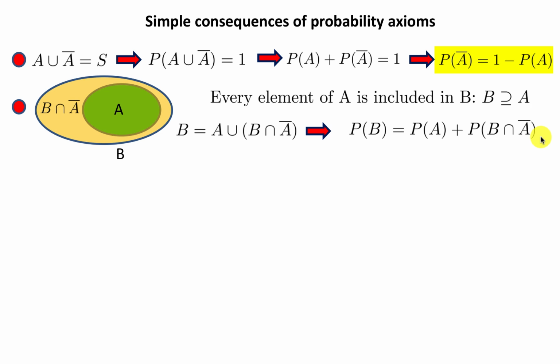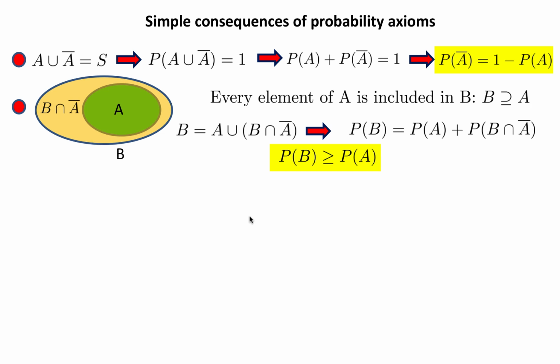Now there's something that's obvious that follows from this, that the probability of B is greater than or equal to the probability of A. That's because every probability has to be a positive number or equal to 0. It also makes a lot of sense. If B is the bigger set, then the chance of B happening has to be greater than the chance of A happening.